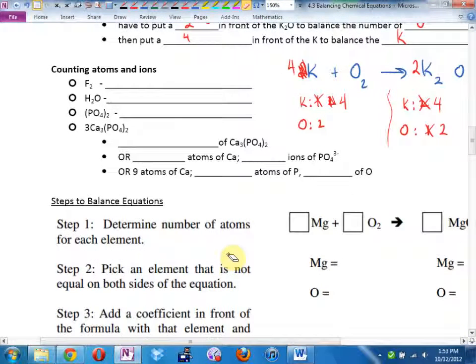If I write F2, first of all, what does the letter F stand for on our periodic table? How many fluorides is that? Fluorines, actually, because it's not a compound yet. How many fluorines is that? 2. So let's write down 2 fluorines. We have to be able to read the language of a formula.